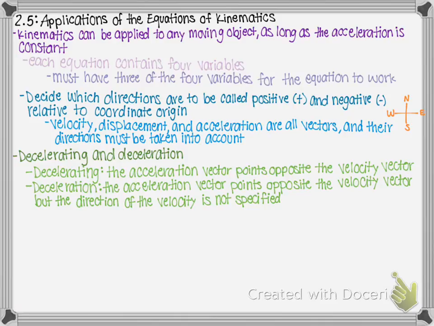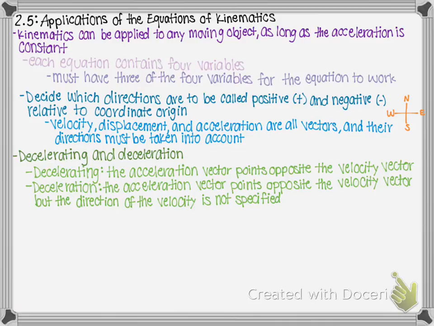Also, you need to decide which directions are to be called positive and negative relative to the coordinate origin. What I mean by that is I have a coordinate plane drawn over to the right in orange, and north is positive, east is positive, south is negative, and west is negative. This is used to figure out the direction of displacement, acceleration, and velocity, because they are vectors, so the directions do need to be taken into account.